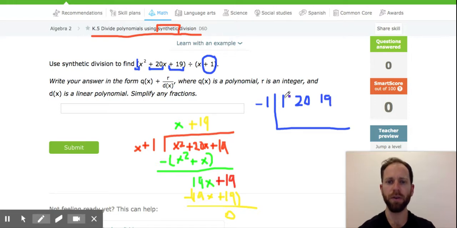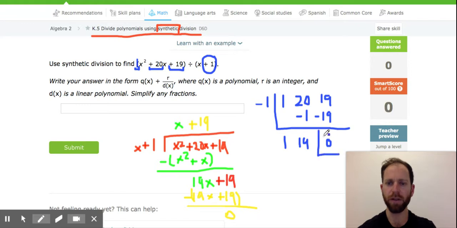And what I'm going to do is you always take this first value and you bring it down. Then you multiply this value that ends up down here times the divisor, and you put that answer right here. So 1 times negative 1 is negative 1. Then you subtract. 20 minus 1 is 19. 19 times negative 1 is negative 19. And then here you see 19 minus 19 is 0.